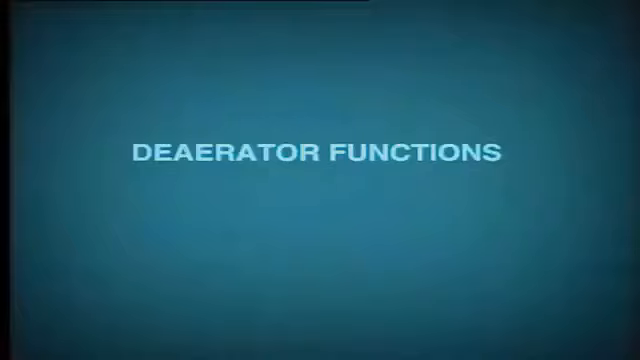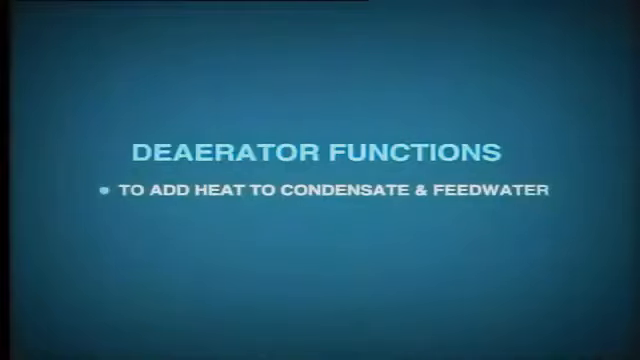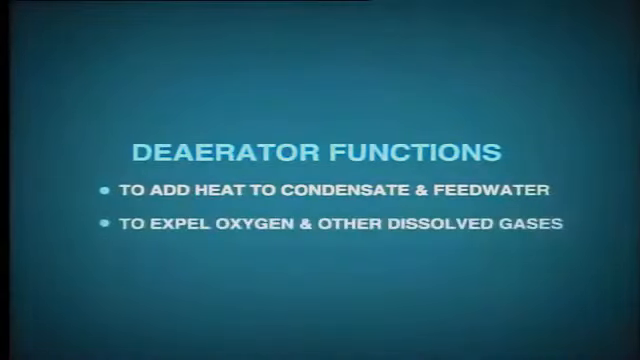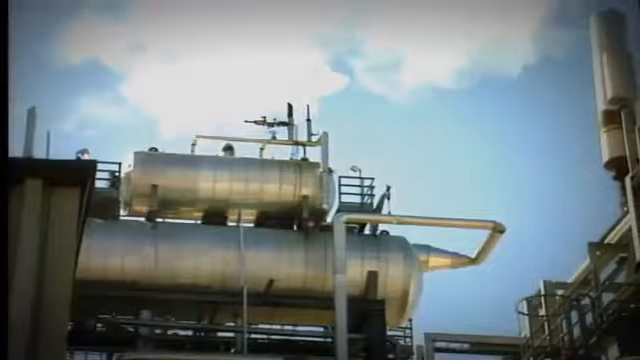The de-aerator actually has two functions: to add heat to the condensate and feed water to improve cycle efficiency, and to expel oxygen and other dissolved gases from the boiler feed water. The presence of dissolved oxygen in feed water is a prime cause of corrosion in boiler tubes. Removal of as much dissolved oxygen as possible is essential. And normally we try to limit the amount of dissolved oxygen in feed water to as low as 2 or 3 parts per billion. A typical de-aerator looks like this.